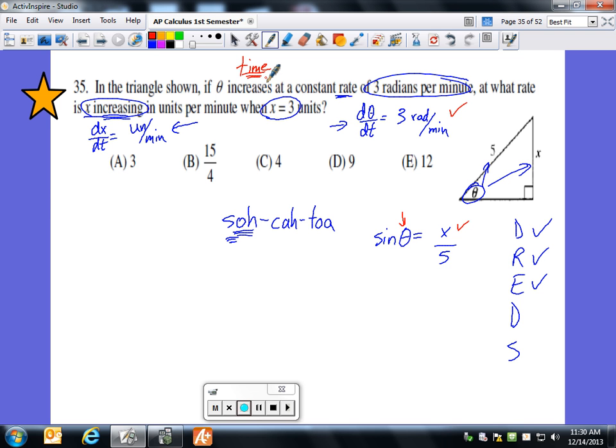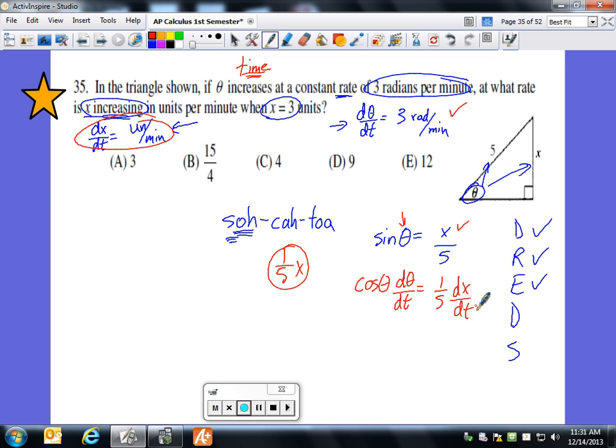So looking at sine of theta, it's going to be cosine of theta d theta dt. Now looking at this, it is the same as 1/5 times x. So I'm just going to say it's 1/5 dx dt, because the derivative of this guy is 1/5, but then x is not 1. The derivative of x is x prime or dx dt, which is in this case what we're trying to look for. So it's going to be 1/5 dx dt.